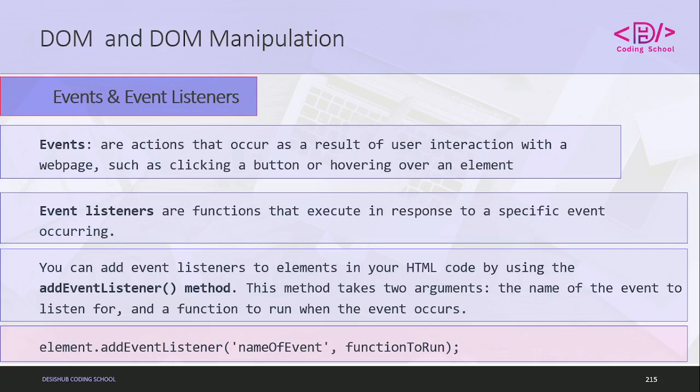So event listeners are functions that execute in response to a specific event occurring. So you can be listening for a click on a certain button, and when that click happens, then a certain function can fire, or a certain function can be executed in response to that click. That is what we call an event listener. Okay, so you can add event listeners to elements in your HTML code by using a method called the add event listener method.